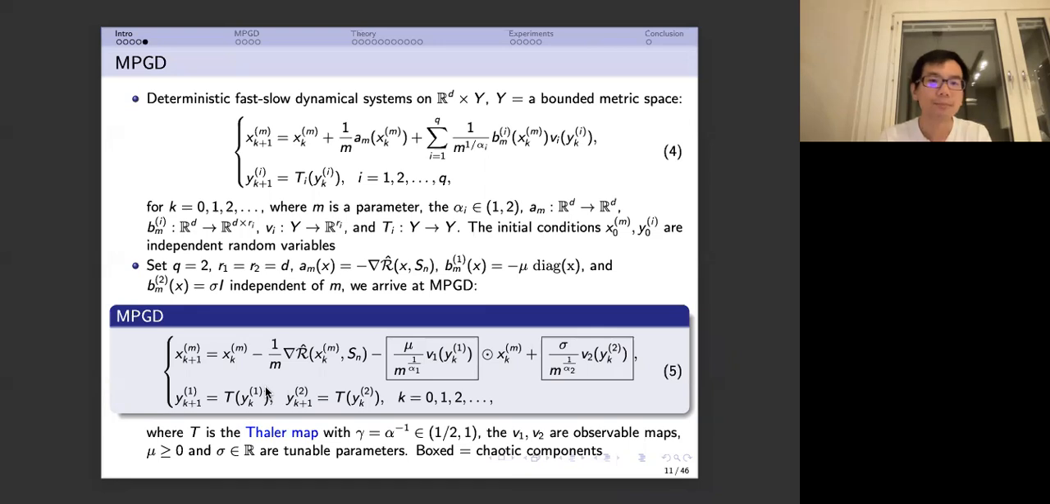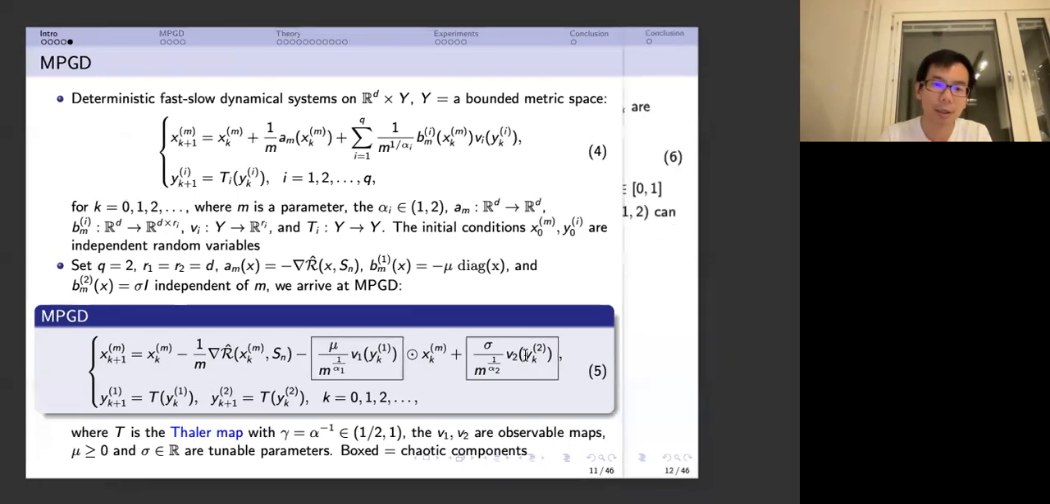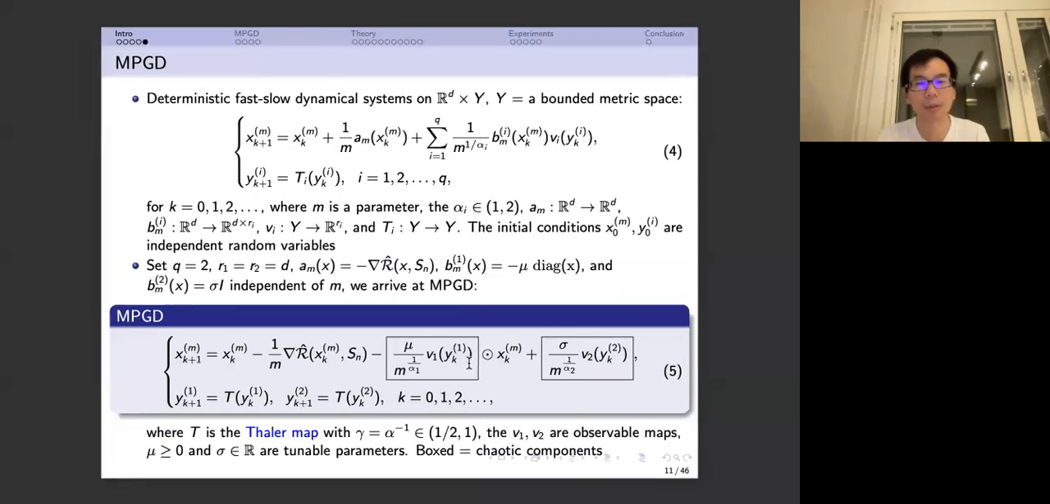So basically you can think of these components in the box as some sort of chaotic components that we introduce. And later we will show that this can indeed give some interesting results when we compare to simply gradient descent. So now let me tell you what T is.